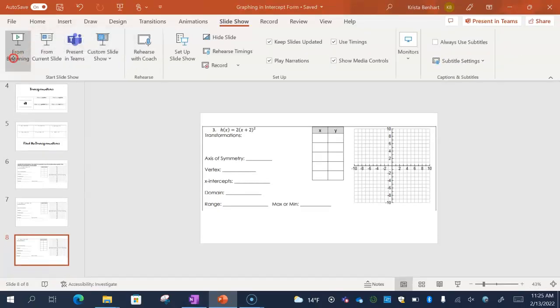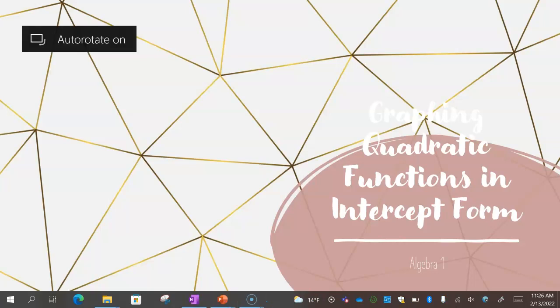All right. We're going to talk about graphing quadratic functions in intercept form. It's not in your note packets. We're going to sneak this in.